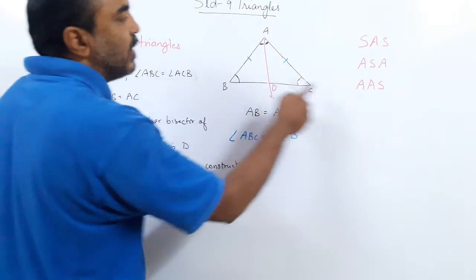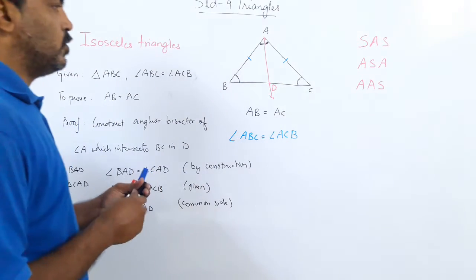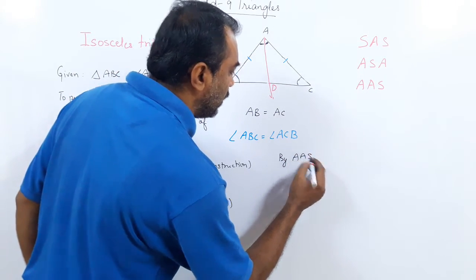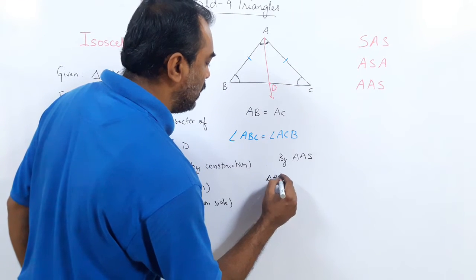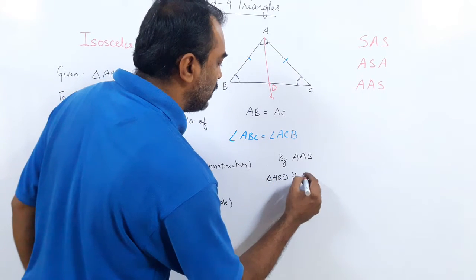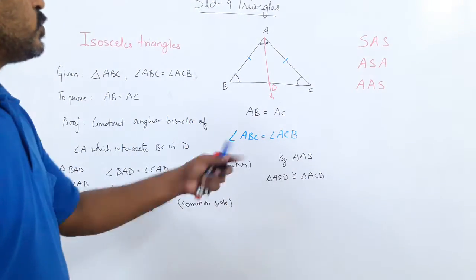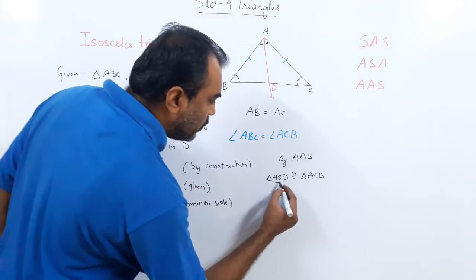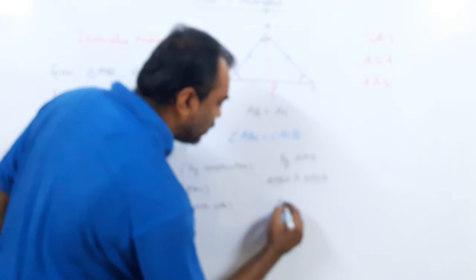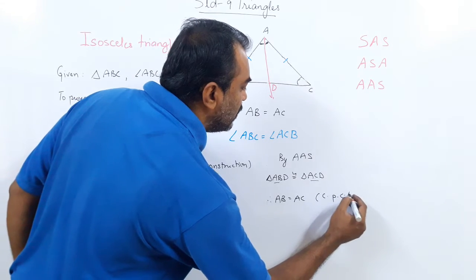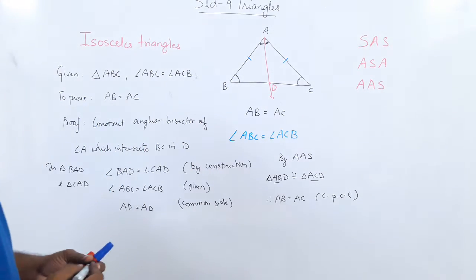So angle, angle, side. We have got an angle, angle, side. So by AAS again, triangle ABD is congruent to triangle ACD. Now if the two triangles are congruent, their corresponding parts are congruent. So AB equal to AC. Therefore, AB equal to AC. What will you say? CPCT. Corresponding parts of congruent triangles.